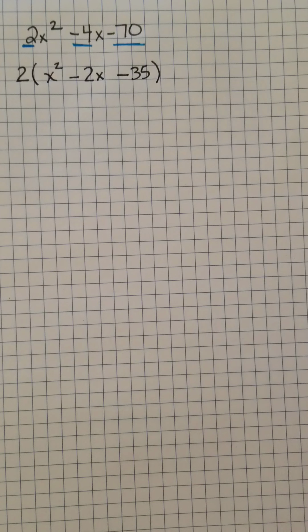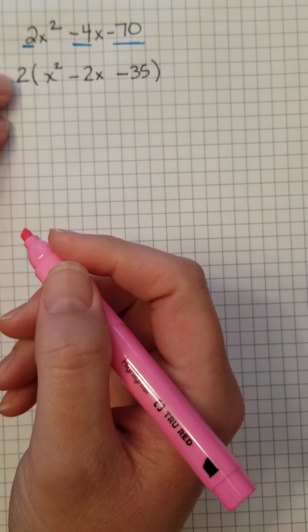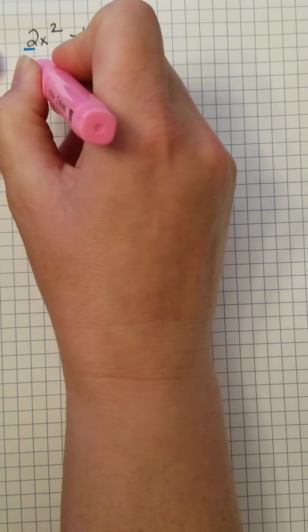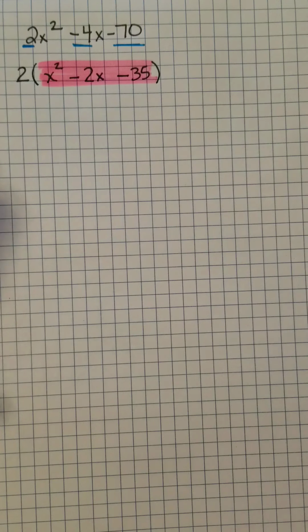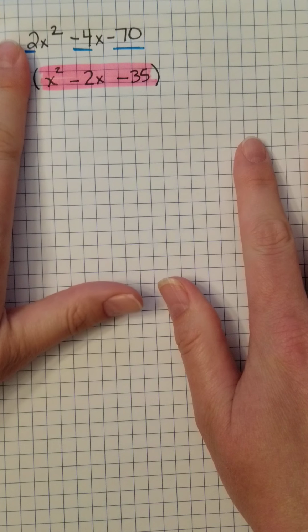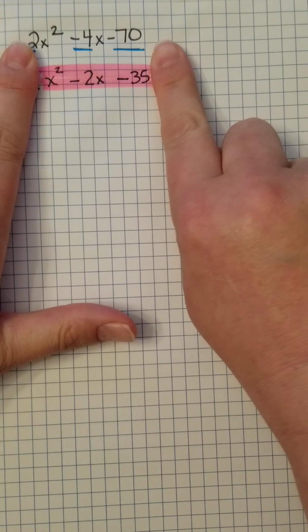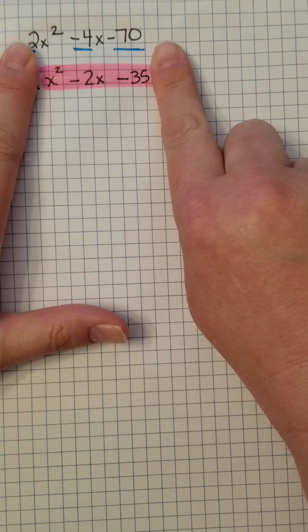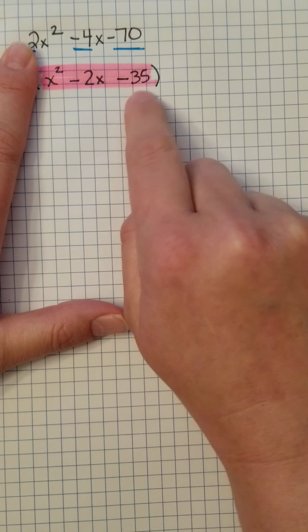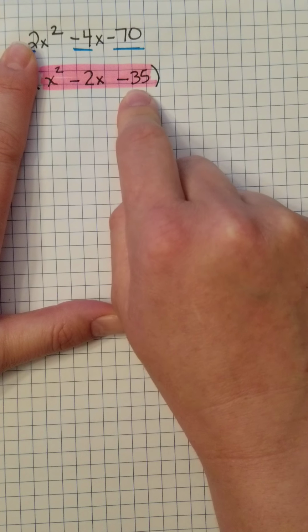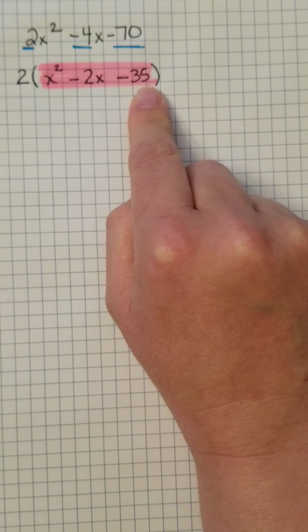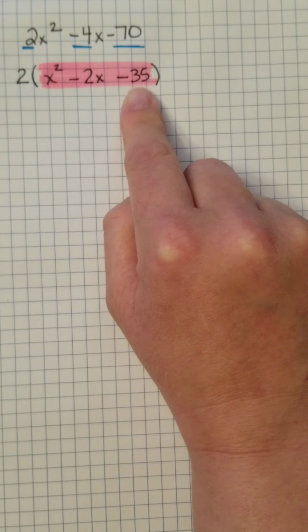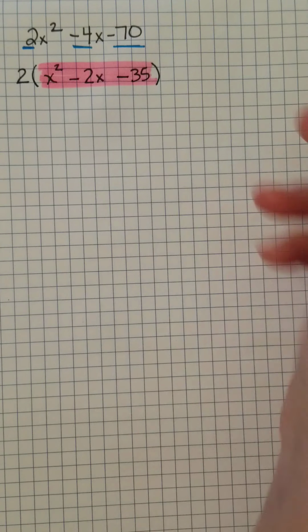Okay, so now what you have is a situation where the 2 is on the outside, but now you have a trinomial that looks very similar to what you've been doing so far. So you can kind of ignore this 2 on the outside, and now you're going to factor as usual. So you're thinking to yourself, what are 2 numbers that multiply together to give me -35 that also add together to give me -2? 2 numbers that multiply to get me -35 and add to get me -2.